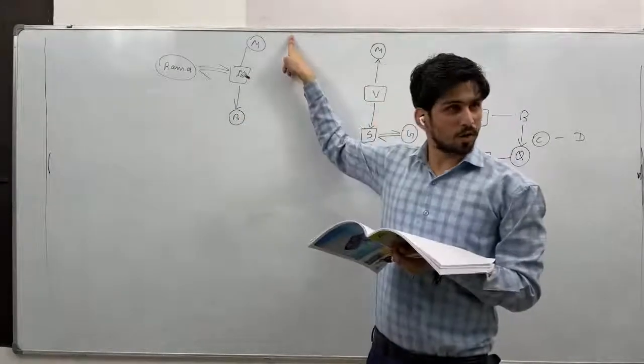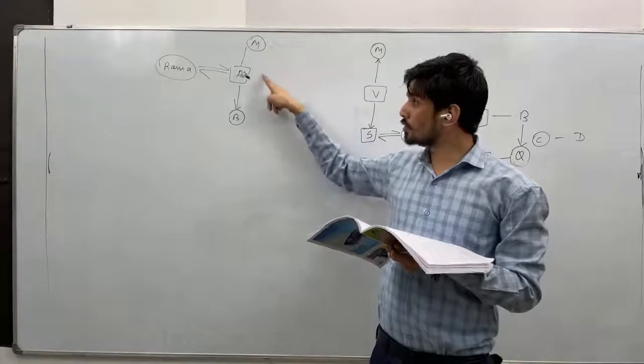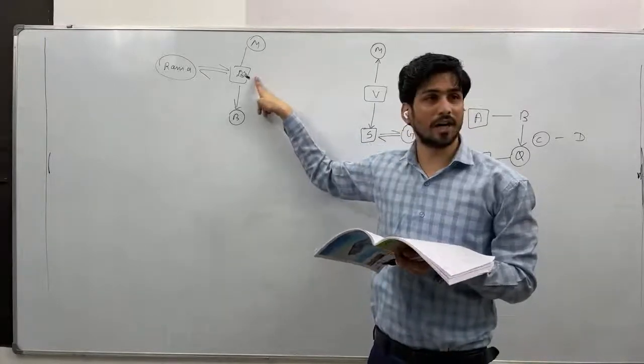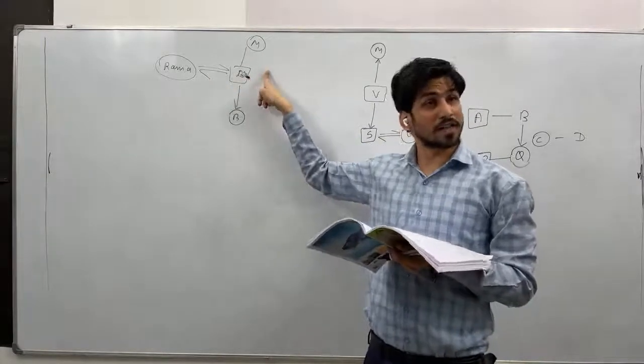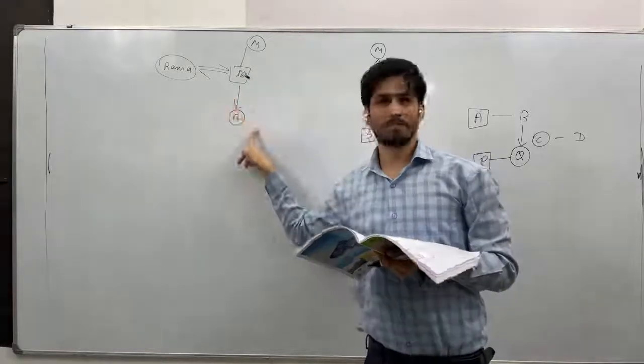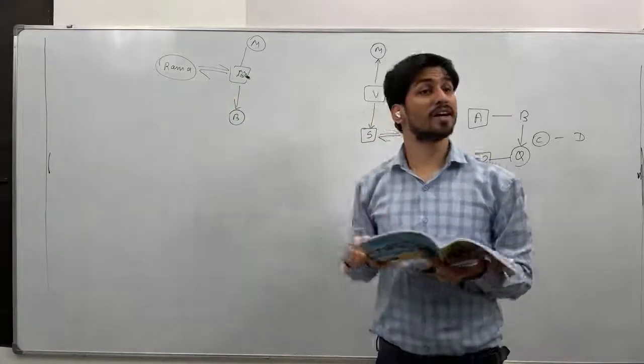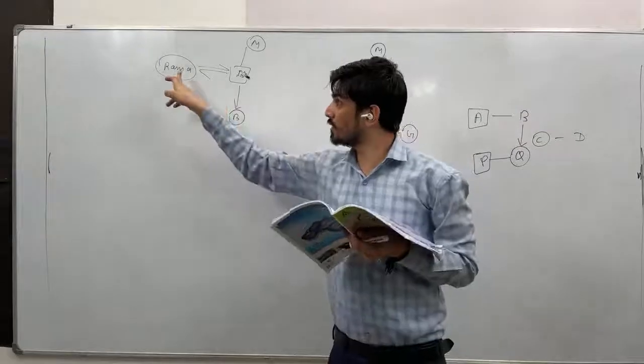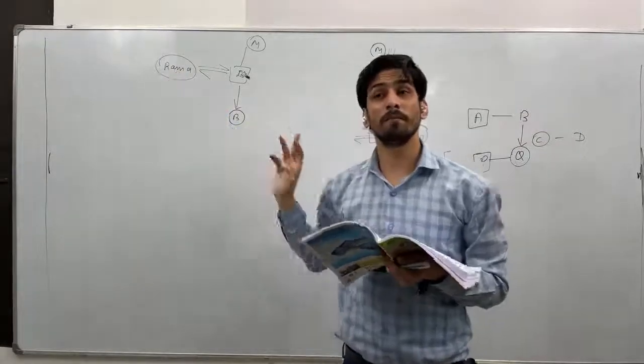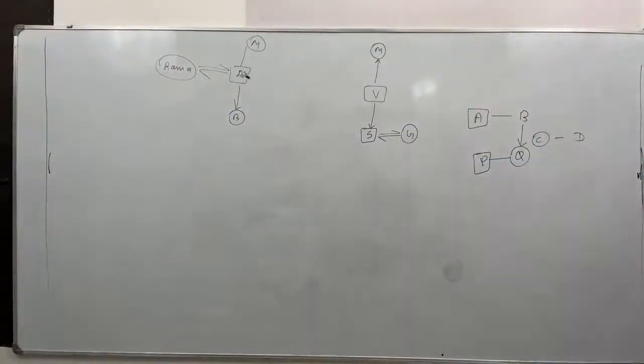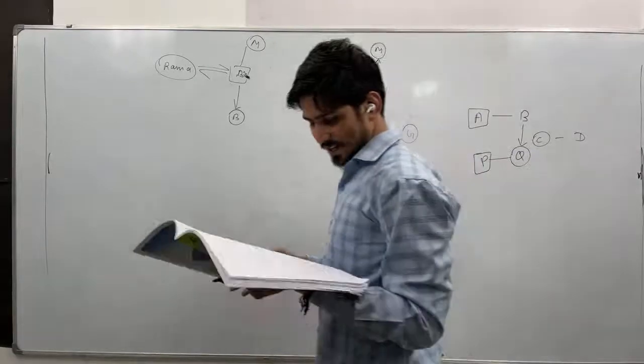Mother-in-law's only child, and he is the son of that child. So it means only the husband will be there. Husband, son. Got it now? So Rama will be the mother and this boy will be the son. Rekha or Rama, whatever, doesn't matter.